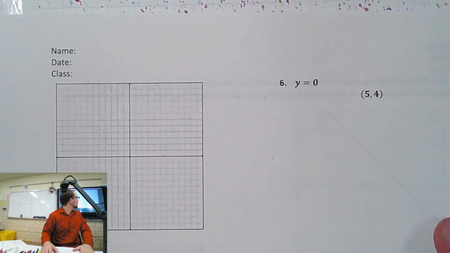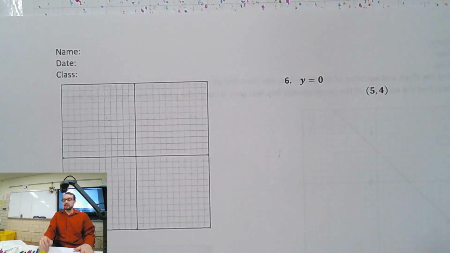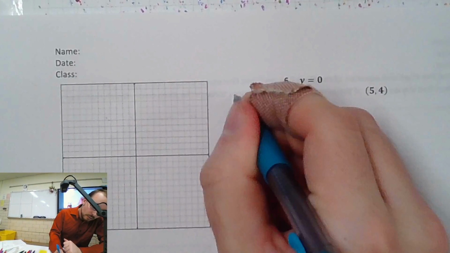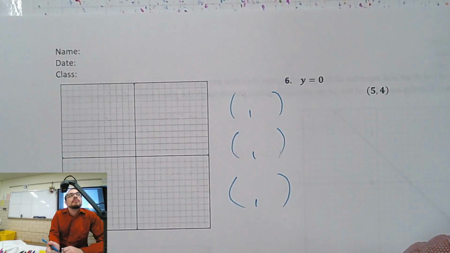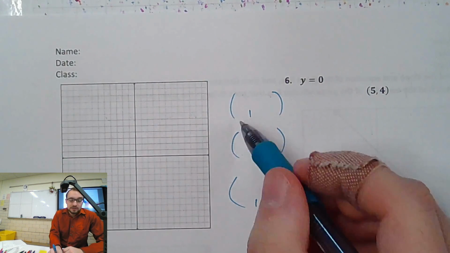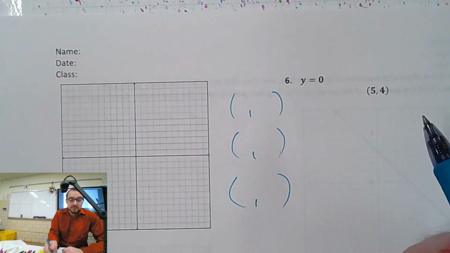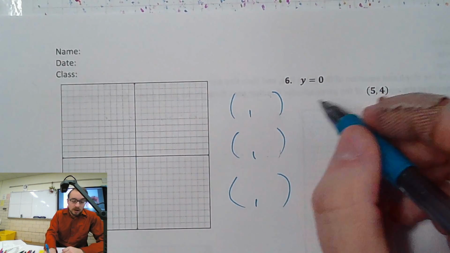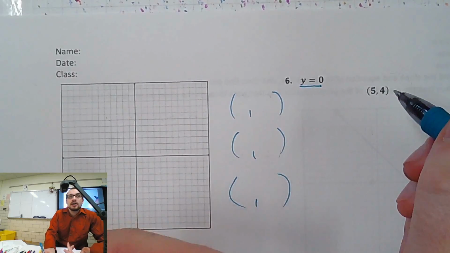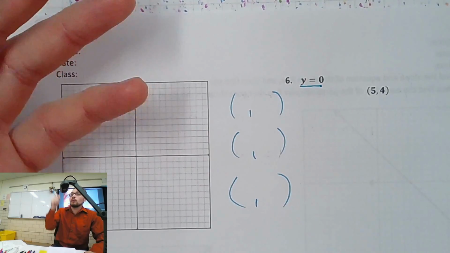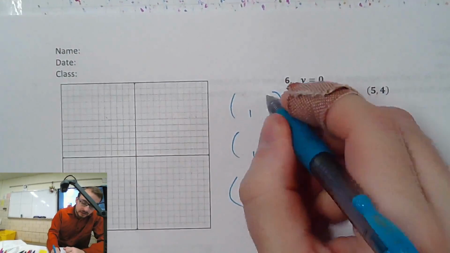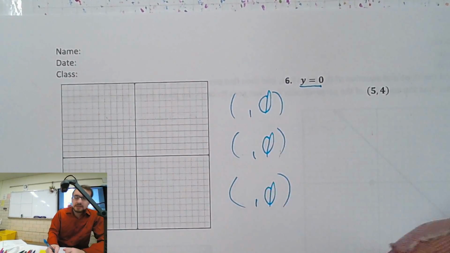So for number 6, y equals 0. What kind of points are going to show up on that kind of line? 0. 0 for what? All of these coordinates are going to have what? 0 for y. Y is 0. That's what it means, right? It seems silly to spell that out, but that's what it means. It says every point where y is 0 is going to show up in this line. So any point that I make is going to have a 0 for the y.